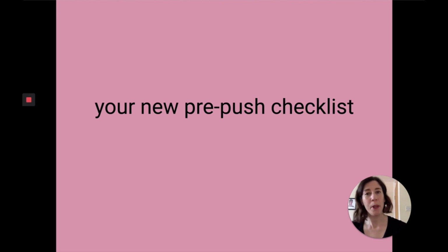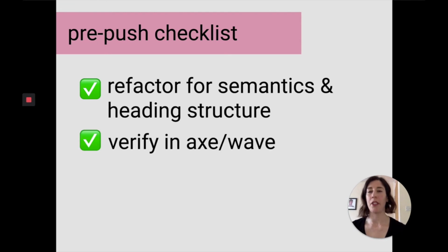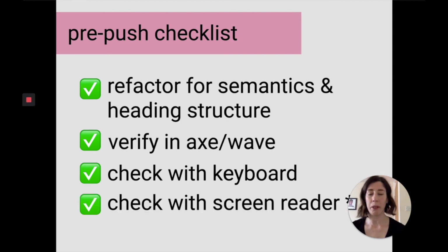So, your new pre-push checklist. We're going to take a step back and refactor for semantics and for heading structure. We're going to verify our work in the browser with an extension like Axe or Wave. We're going to double check our work works with the keyboard alone. And we're going to check with the screen reader if we have used an ARIA attribute, or ideally all the time, but at a minimum if we've used an ARIA attribute.